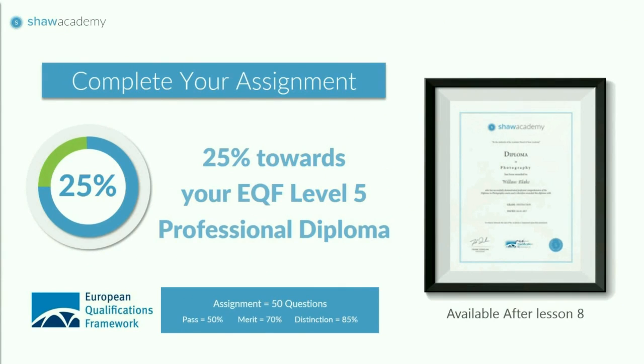As you can see here, the assignments at the end of this first module are going to look like this. You do get a certificate of participation for module 1. For the rest of the modules, you will not get another cert until the end of the course. You have 50 questions on each assignment, and you're going to have 4 assignments in total. They are multiple choice questions. 50% is a pass, 70% is a merit, and 85% is a distinction.